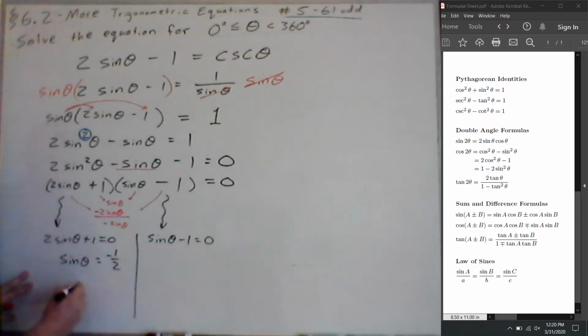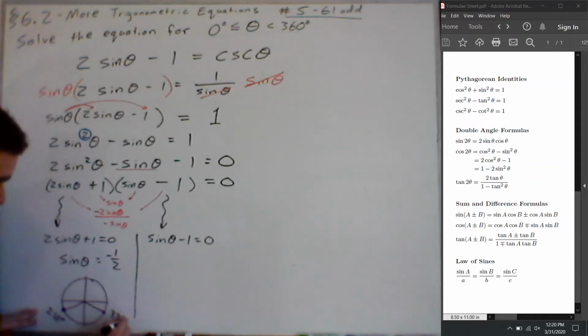Again, I just rely on my unit circle to tell me this is a negative 1/2, so I want to be down here in quadrants 3 and 4, right? Sine function is going to be negative in quadrant 3 and quadrant 4. It's picking up those negative y values. So I want to look at 180 plus 30, which is 210 degrees, and 360 minus 30, which is 330 degrees. That's where my y values will be negative 1/2.